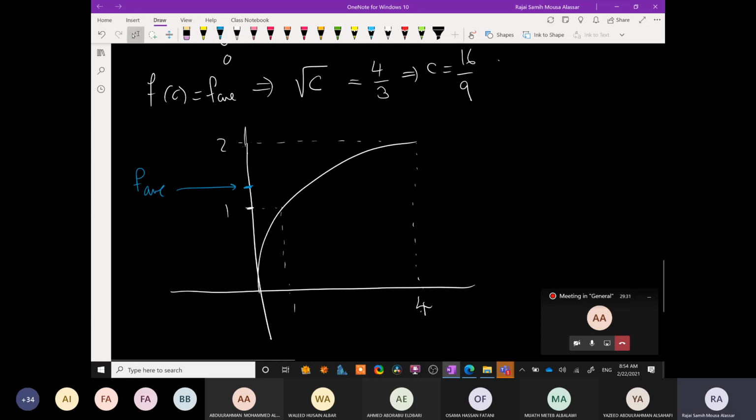What the mean value theorem is telling us is that between this 0 and 4, you must hit the average value. Where do you hit it? Yes, sir. Where do you hit it, exactly? So this is it. So this is your average value of the function, and then this is where you hit it.